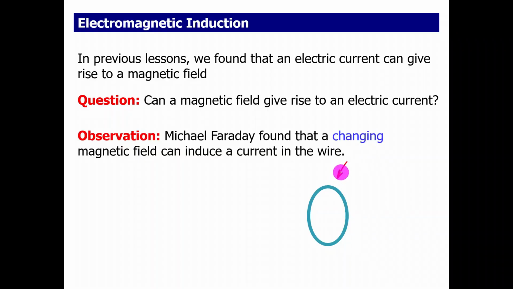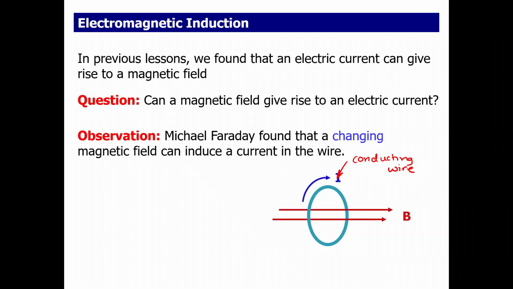So if this right here is a conducting wire, so it's made out of metal, if I were to run current through it, it would flow, okay? But this is an isolated wire. This is just a piece of metal in a loop. And he found that if you were to just put it in a magnetic field, nothing would happen.